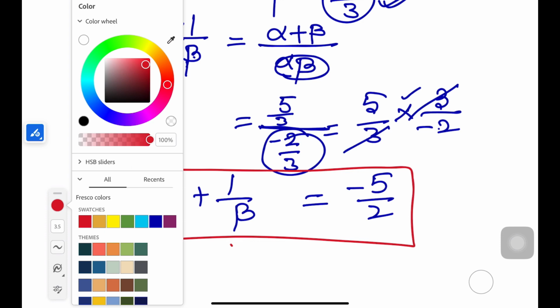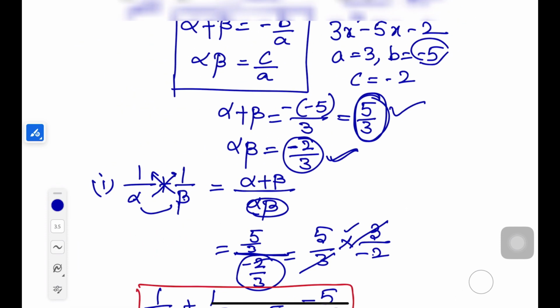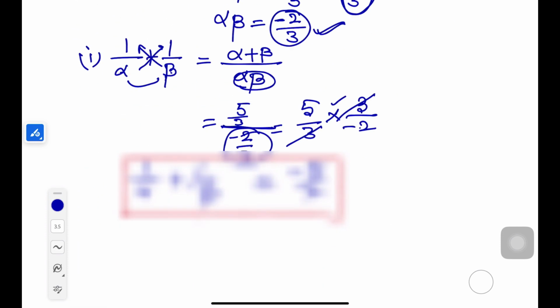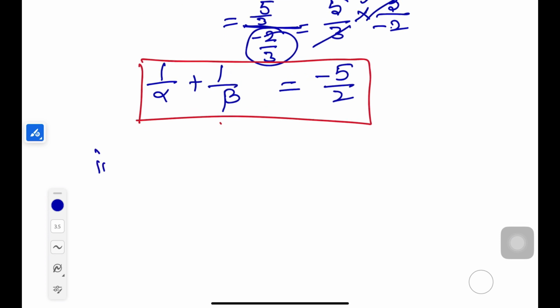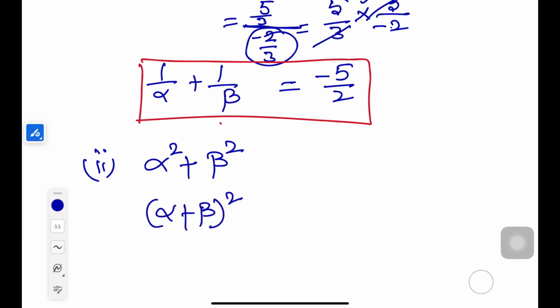Let us go to the second one. What is the second bit? They have asked alpha square plus beta square. Fine. Children, we know an identity, alpha plus beta whole square. A plus b whole square formula we know, right? What is a plus b whole square? A square plus b square plus 2ab. Same thing, so alpha square plus beta square plus 2 alpha beta.